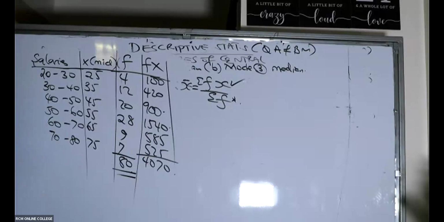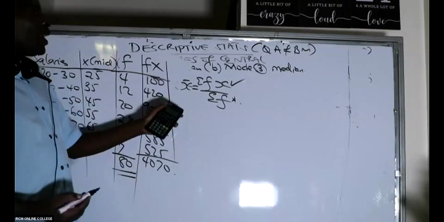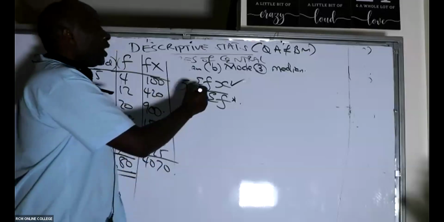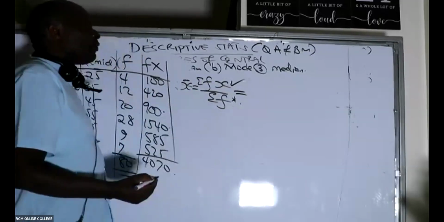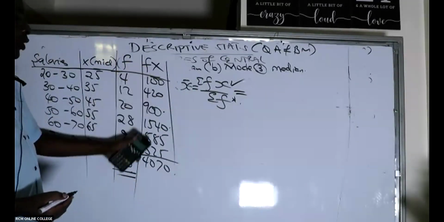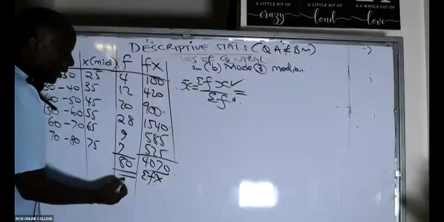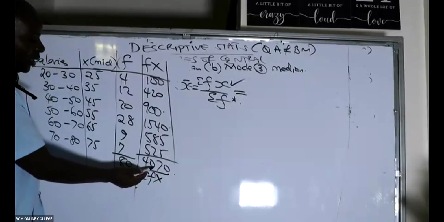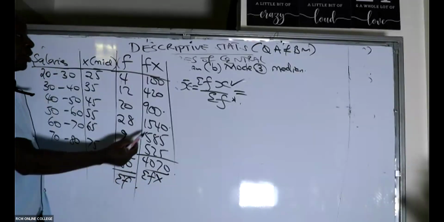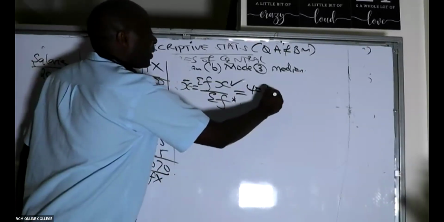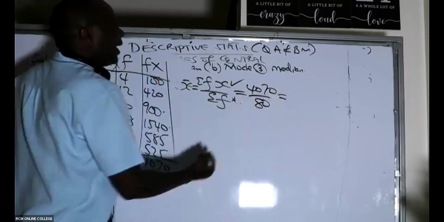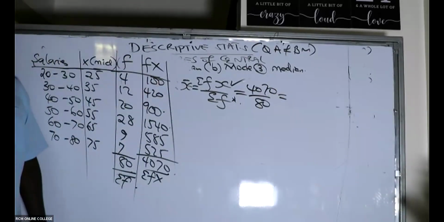Now, ladies and gentlemen, once I've been able to get the summation of Fx and I have the summation of F, really to get X bar, it will not be a tough thing. This is the summation of Fx here, and this is the summation of F. So mine is to take this number and divide it by this number. So I'll take 4070 divided by 80.